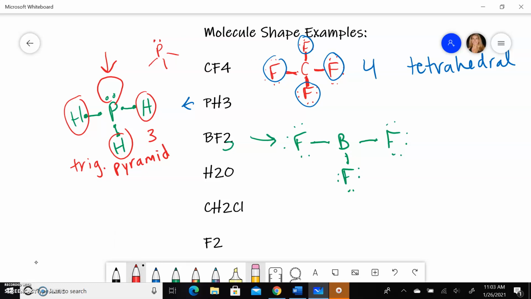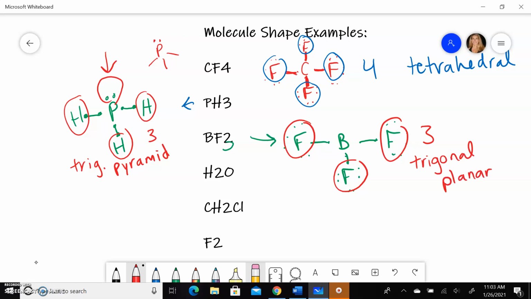And just like before, we're going to count the number of outside atoms, and in this case we have 3. So it's either going to be trigonal pyramid or trigonal planar, because 3, the prefix is tri. Because there are no dots on the boron, this one is planar, so this one is flat on the table.